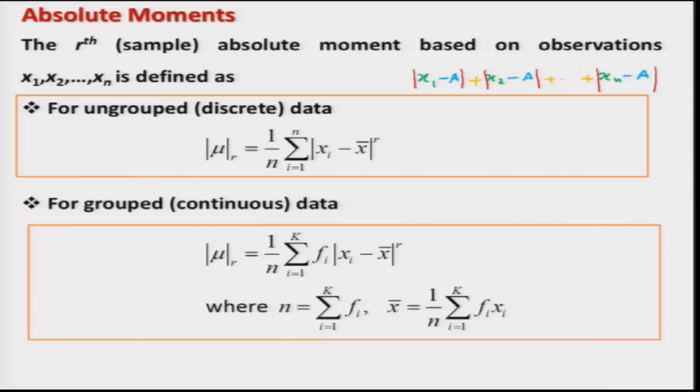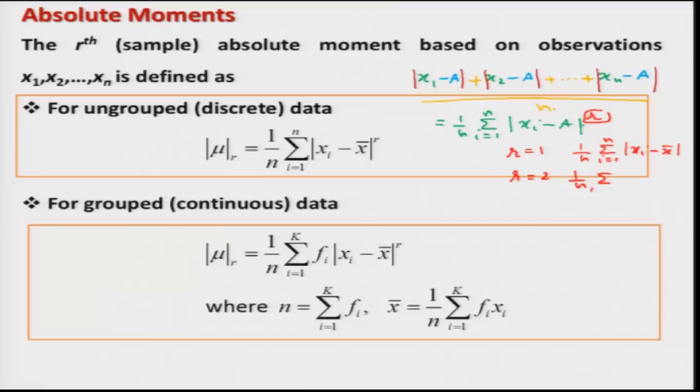So, this was simply 1 upon n summation i goes from 1 to n absolute value of xi minus a. Now, in case I try to consider the rth power of this, so I add r here. So, now what will happen? If I take r equal to 1, this will become simply the absolute deviation around the mean. And if I take r equal to 2, this becomes 1 upon n summation i goes from 1 to n absolute value of xi minus x bar whole square, which is the same as the variance of x.